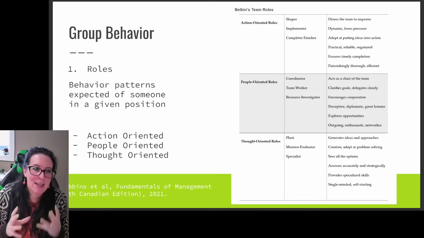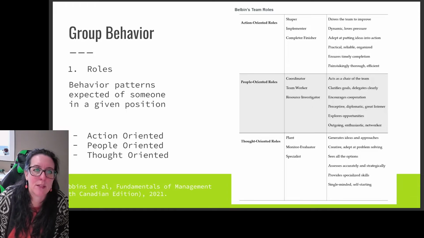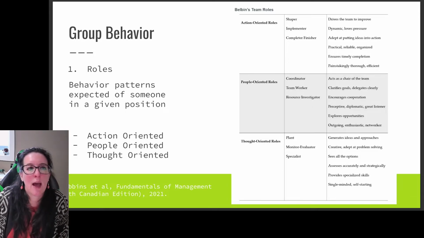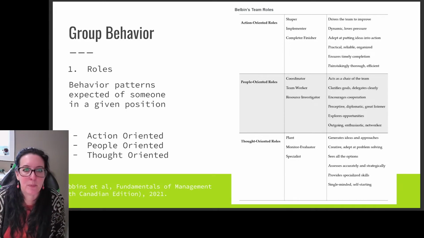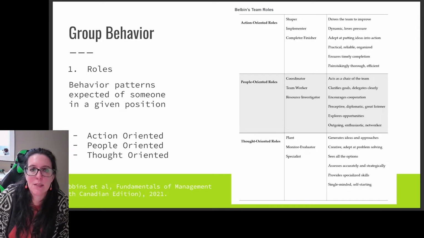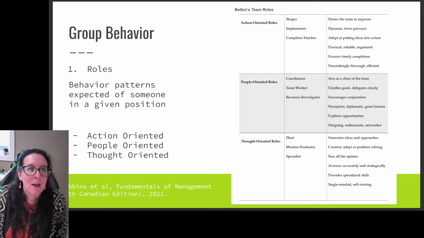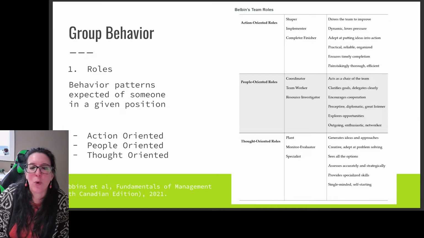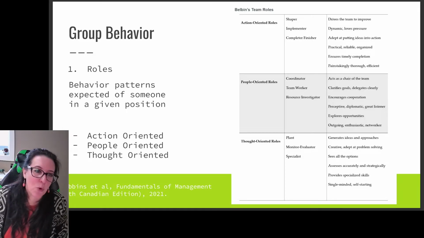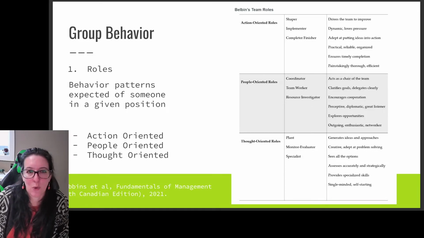So as we look at teams, what are the behaviors of a team? So the first is to look at roles. These are the behavior patterns that are expected of someone in a given position within the team. And so we use Belbin's team roles. There are 3. You can have an action-oriented role, a people-oriented role, or a thought-oriented role.